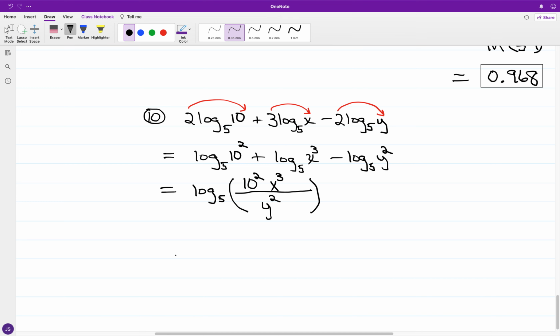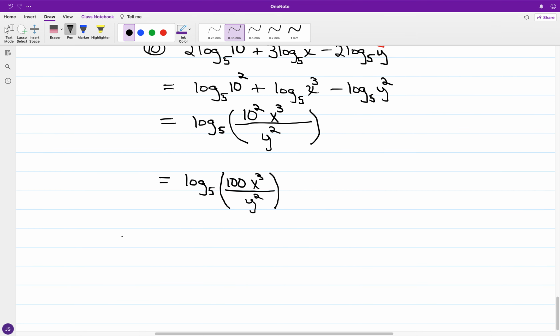So this could be one display of your final answer, but just specifying, 10 squared is going to be 100, and we have times x cubed, all over y to the second. Now, for what we have in the case of number 11.